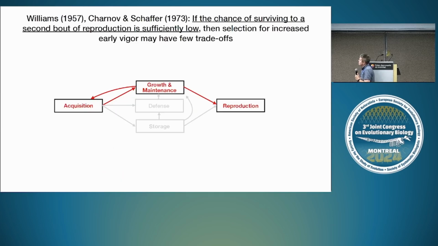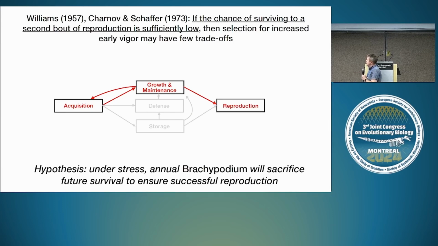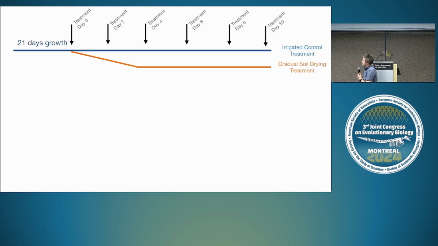Okay, so the next question to address really gets at this issue about how you are investing your resources early in life. We hypothesized that given a stress, our annual Brachypodium might sacrifice future survival to make sure that they can actually get some reproduction out with their one shot in this 1 year before the terminal drought. So now trying to link carbon acquisition, growth and maintenance to reproduction. To address this, we did a gradual soil drying experiment.